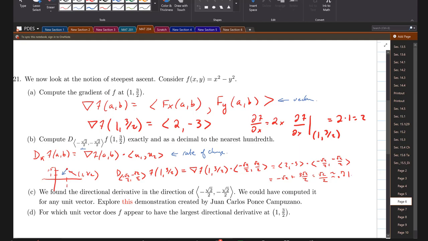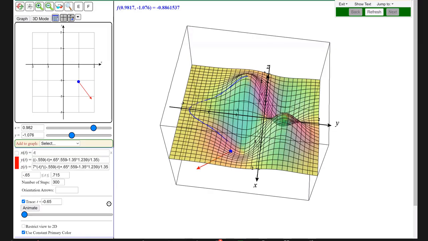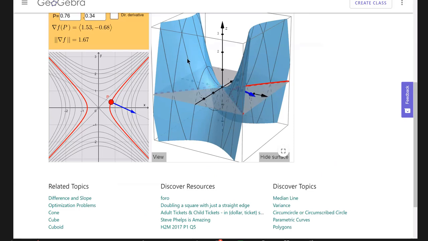Okay. So now we've done this work by hand, I'd like to again revisit this picture that we were looking at last time, where here's that surface that we had.